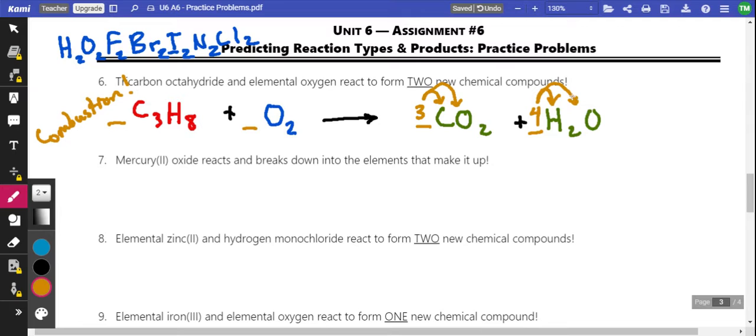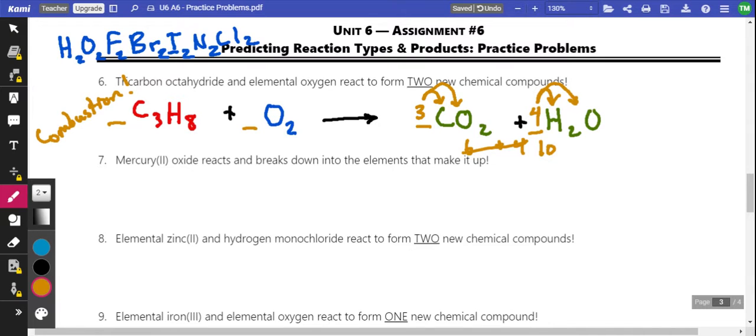Also affects my O's. So now that I've got my C's fixed, I've got my H's fixed, let's try and figure out the O's. So on the right side, let's look at this first. I have 3 times the 2 O's that are here, so that makes 6 O's. I've got 4 times the 1 here, so that's 4 more. So in total on the right side, I have 6 and 4. I've got 10. I have 10 O's here on the right side.